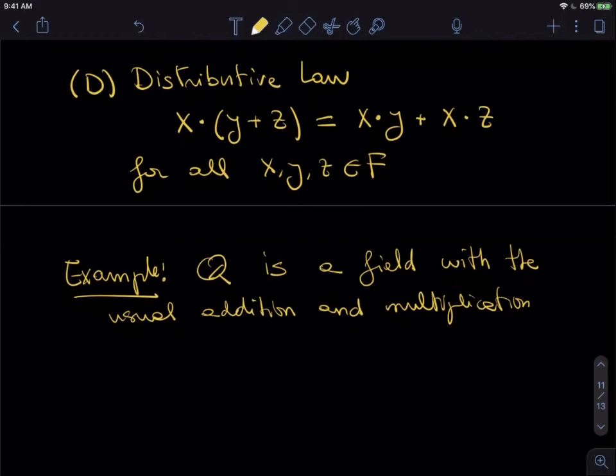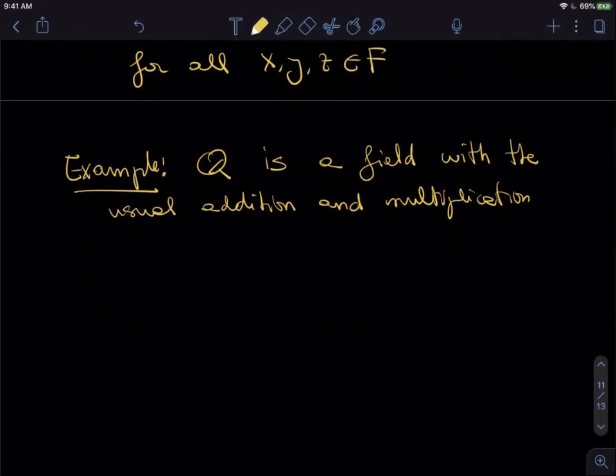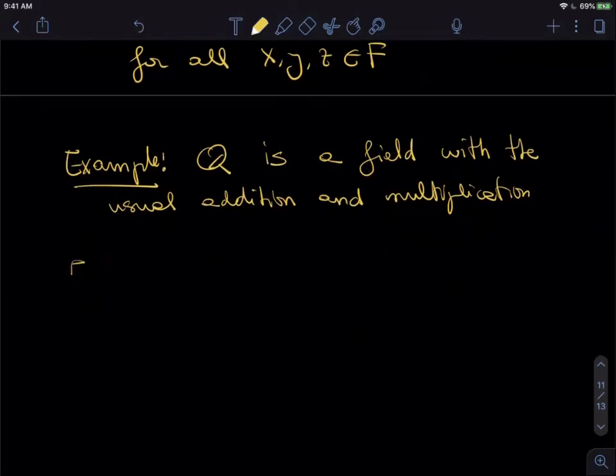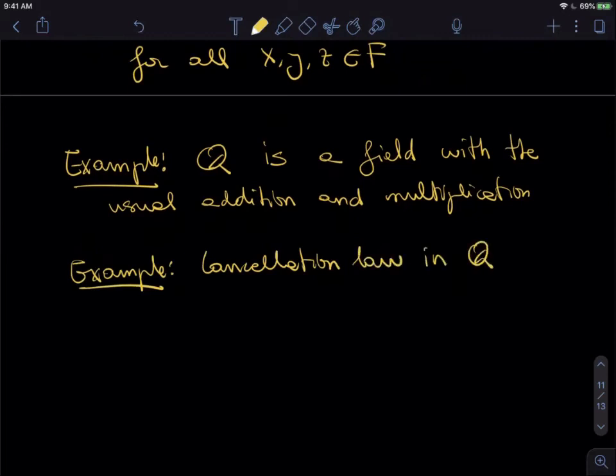Okay. Then any familiar properties of the rationals are consequences of these field axioms. Okay, so for example, let me show, let's say the cancellation law in the rational numbers. Here the nice thing is once we learn to do it for rational numbers using the field axioms, then we can do it for the reals, for the complex numbers. It's the same proof. So once you learn to do it for one field, you can do it for any field.